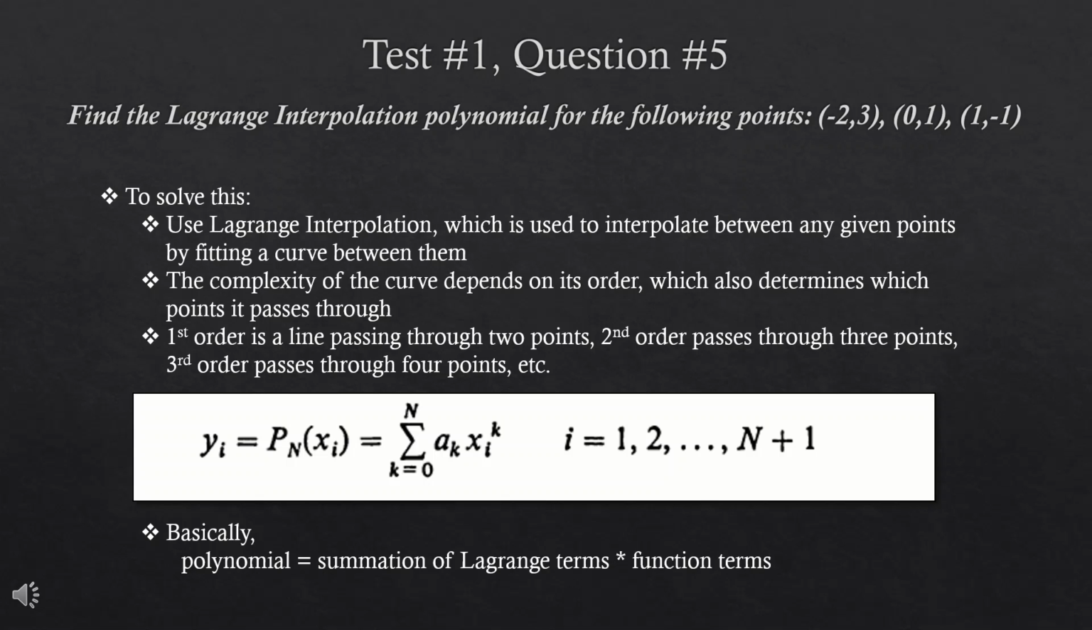So this image, I had actually pulled from the book that was used in this course last semester, and it's a little difficult to understand firsthand, but it's basically the summation of the Lagrange terms multiplied by the function terms. All of this is just a brief intro to Lagrange interpolation, and we'll be applying this concept to the problem.